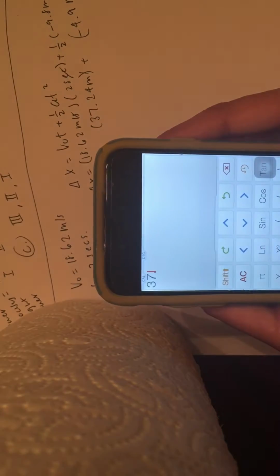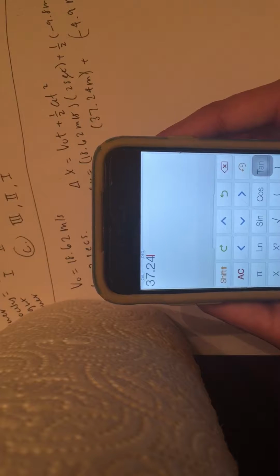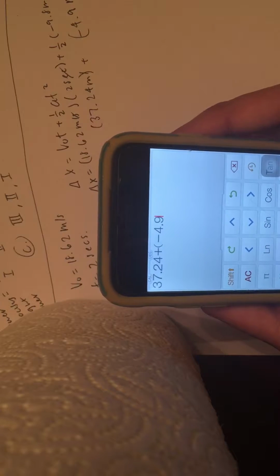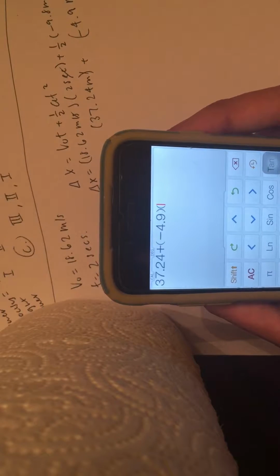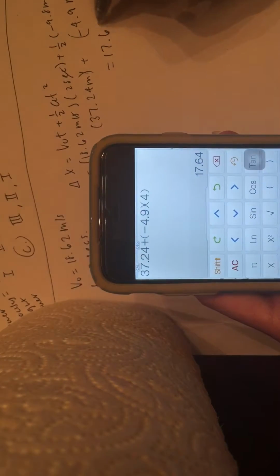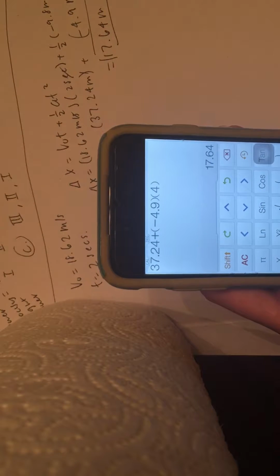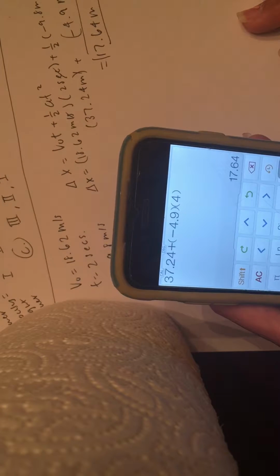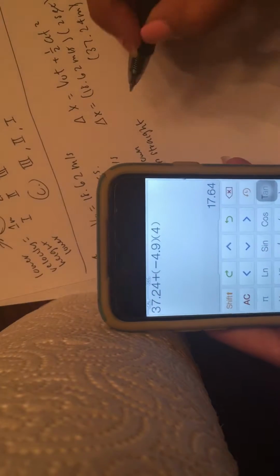So then you would do 37.24 plus parentheses negative 4.9 times that, and you get 17.64 meters. That would be D. 17.64, 17.6. So that would be D.